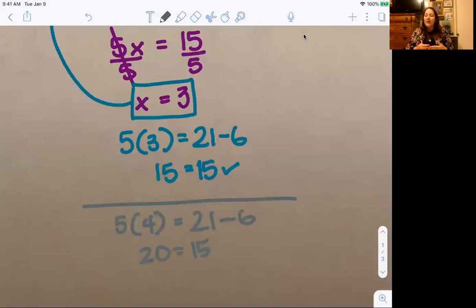So that's the point where you would tell yourself, uh-oh, I made a mistake somewhere. I have to go back and rework my problem, okay? The reason why we check is to make sure, or to guarantee, that we have the right answer for x.